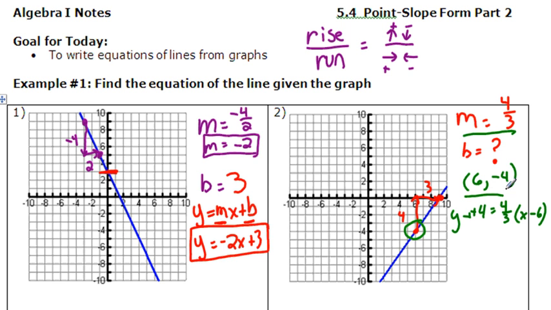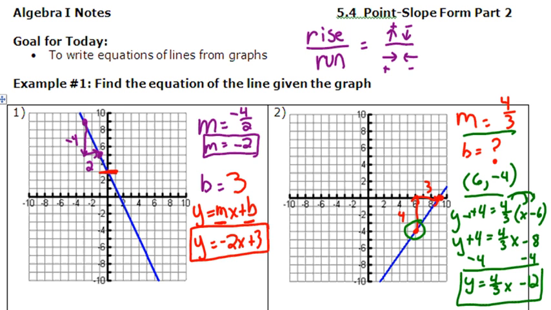Now I would solve for y. I distribute the 4/3, so y plus 4 equals 4/3 x minus 4/3 times -6 is -8, so minus 8, and then I would solve for y by subtracting 4 to get the y alone. Just be careful, negative 8 minus 4 is negative 12. So my equation of the line is y equals 4/3 x minus 12.